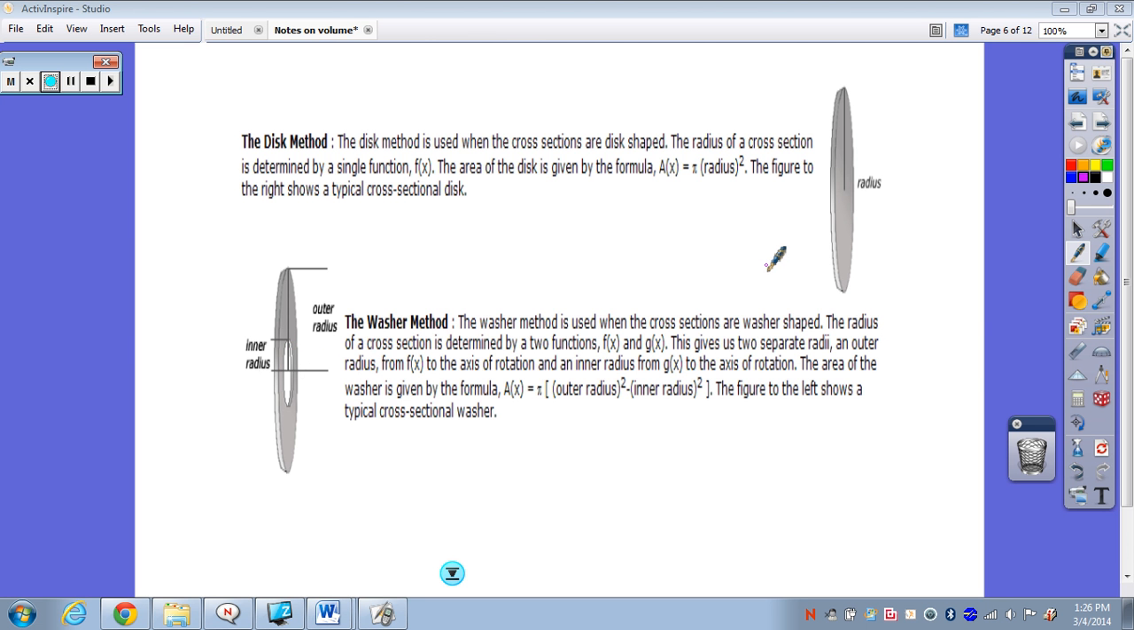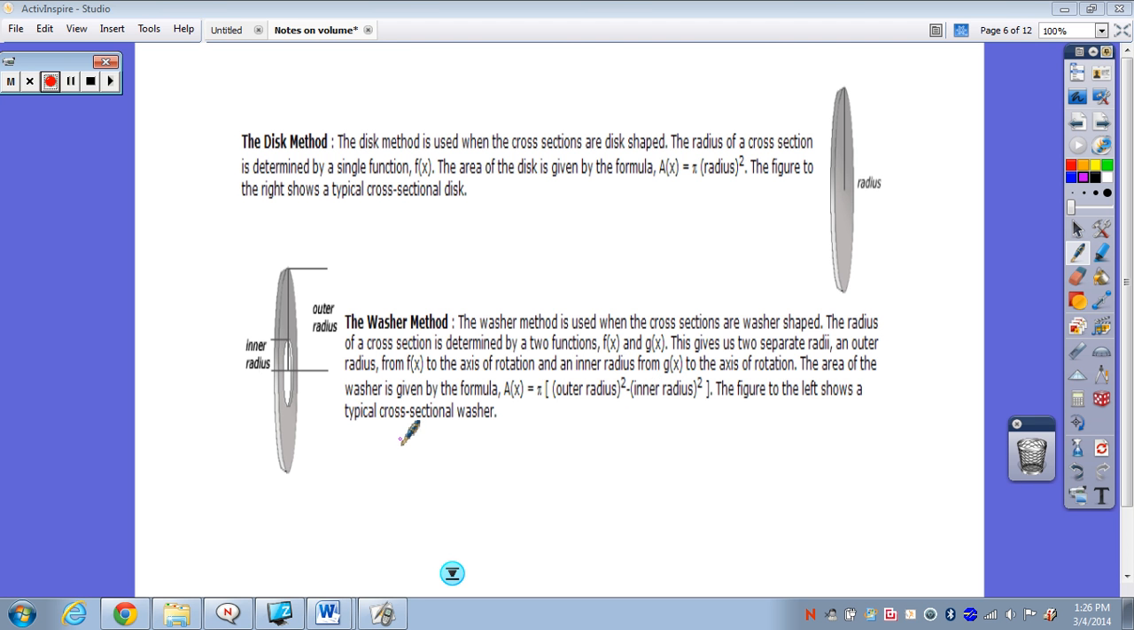So the washer method is used when the cross sections are washer shaped. The radius of a cross section is determined by two functions. This gives us two separate radii, an outer radius and an inner radius. And the area of the washer formula is pi, the outer radius squared minus the inner radius squared.